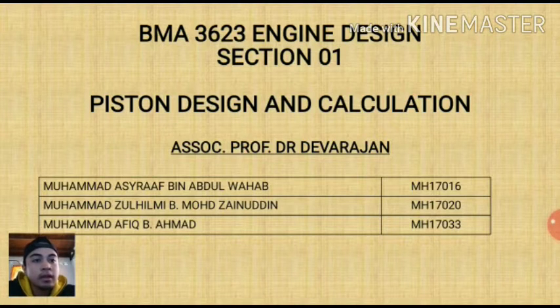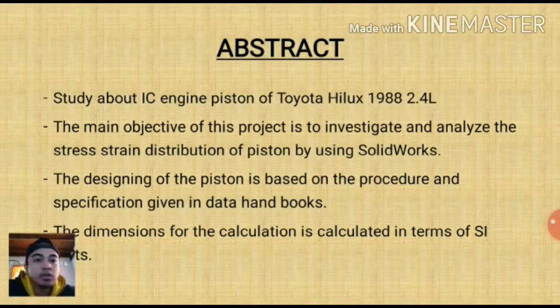So in this slide, I'm going to present the abstract and acknowledgement. In this study, we are about to study the designing and analyzing of an IC engine piston of a Toyota Hilux 1988 2.4 liter. The piston is the part of the engine which converts heat and pressure liberated by fuel combustion into mechanical work. The engine piston is the most complex component among automotive parts. Various thermal and mechanical stress can be the factor of its failure. The working condition of the piston is more difficult than other parts of the internal combustion engine.